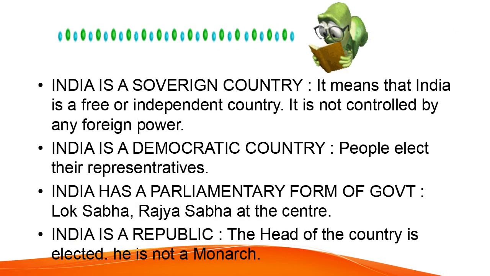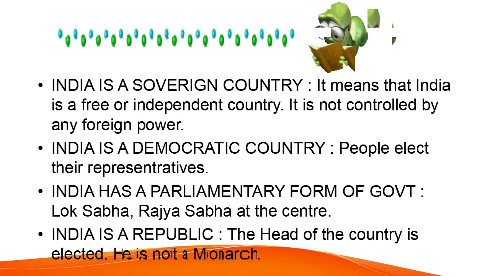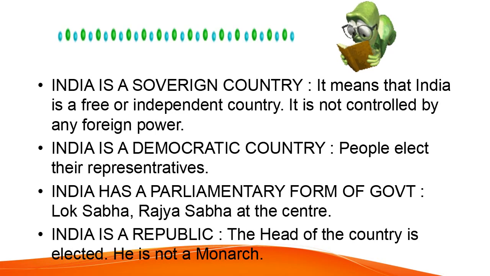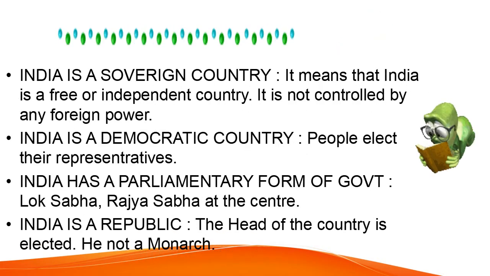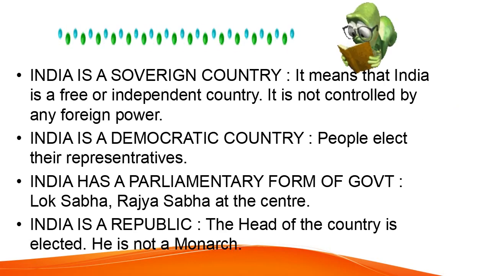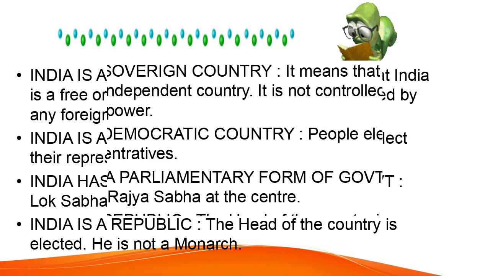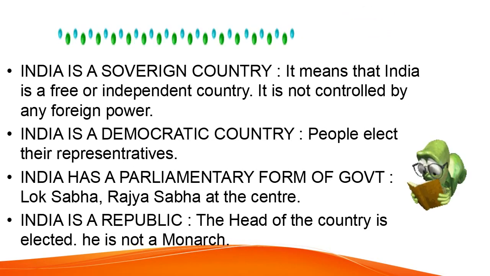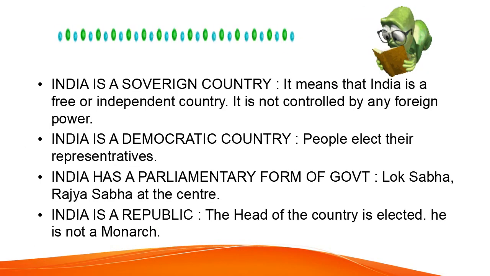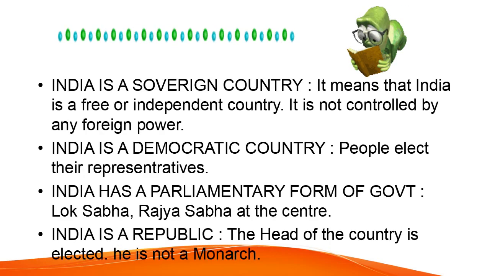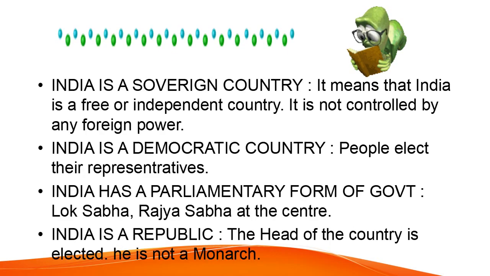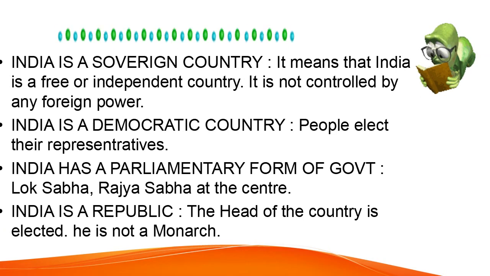India is a sovereign country. It means that India is a free or an independent country. It is not controlled by any foreign power. India is a democratic country. People elect their representatives. India has a parliamentary form of government. You have the Lok Sabha and the Rajya Sabha at the center, and you have the Vidhan Sabhas at the state level. In some states, you have the Vidhan Parishad also.